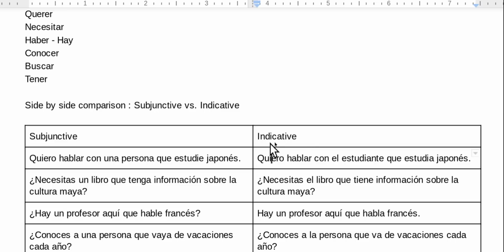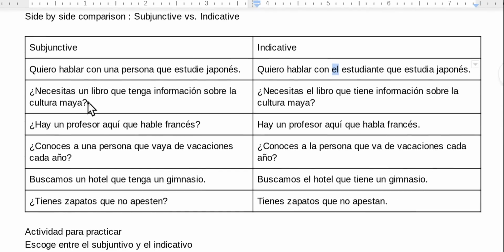Now let's go back over here to the indicative sentence. This one says, Quiero hablar con el estudiante que estudia japonés. I want to speak with the student that studies Japanese. You notice one big difference between this sentence and the other, besides the obvious subjunctive and indicative, is the word una versus the word el. On this one, I want to speak to the student that studies Japanese. I know that this person exists and I want to talk to him. So that's why estudiar is in the indicative.